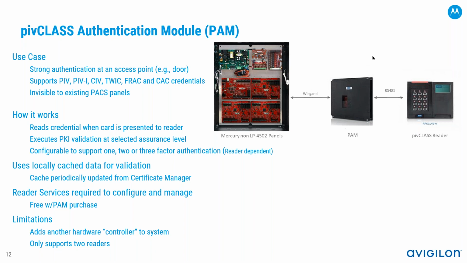So when do I use the PAM? Well, I already have my access control installed, Mercury, and I might have a 1501, 1502, or even a 2500 EP or LP. And now this government agency is asking me to provide a more secure solution. So in that case, I don't have to replace the Mercury hardware. All I'm going to do is add the PAM and the proper reader to support that authentication method needed by that agency. Okay, so that's the PAM.